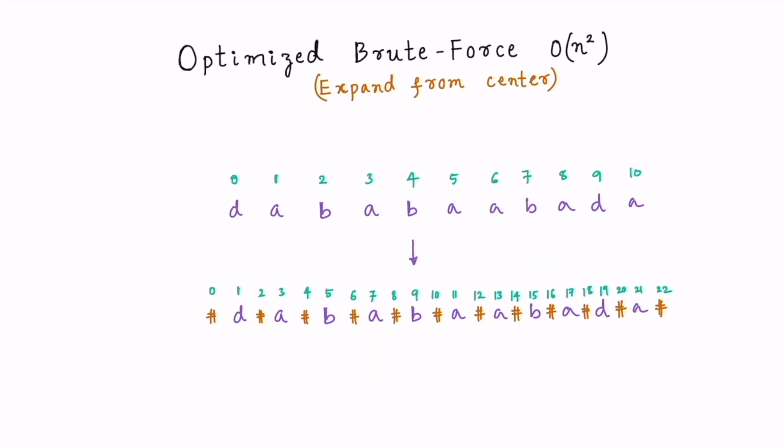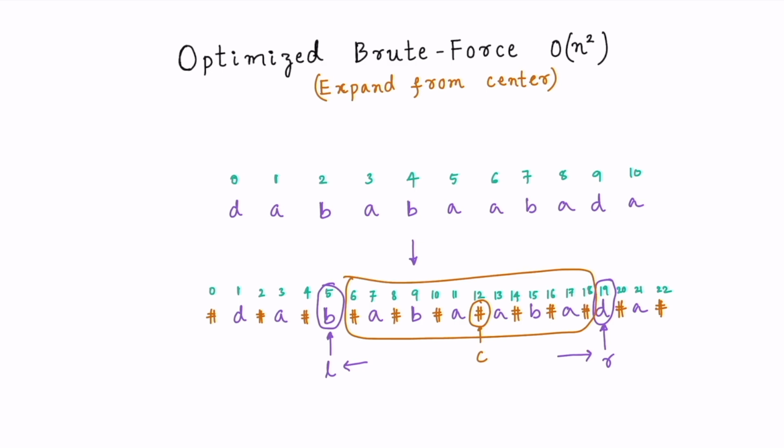Next, let's say we start from this character as a center character. Both L and R point to this character, and we keep expanding L and R outwards until we find two characters that are not equal. We kept expanding L all the way over here, and we kept expanding R all the way over here. L points to B and R points to D. These two characters are clearly not equal, so the longest palindrome with this as the center character is this. And again, the length of this palindrome is R minus L minus 1.